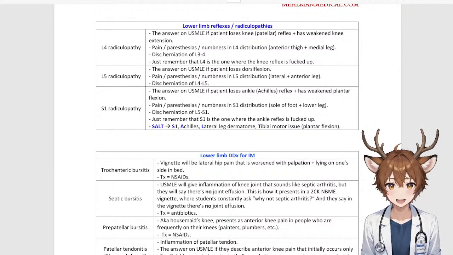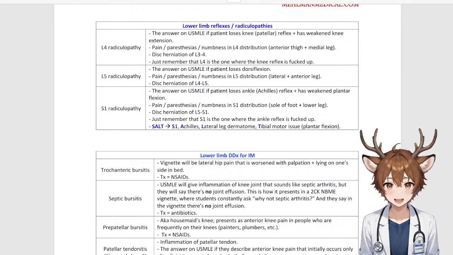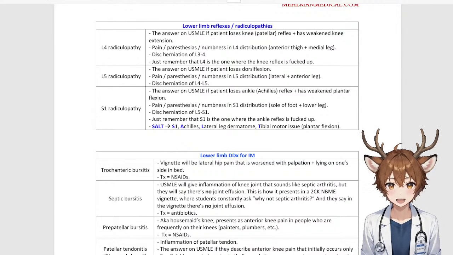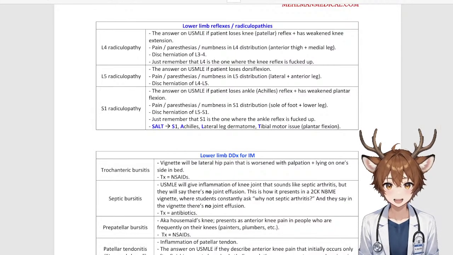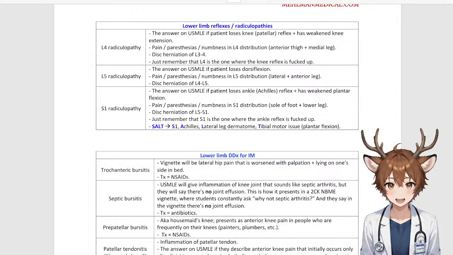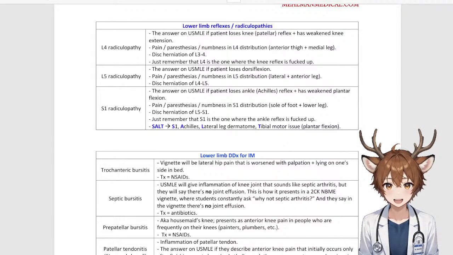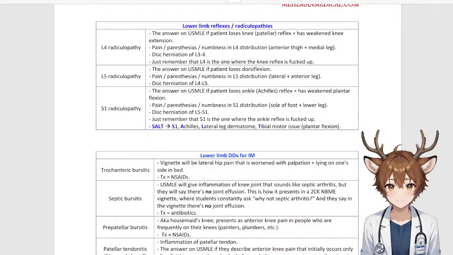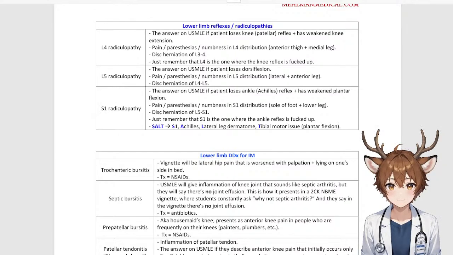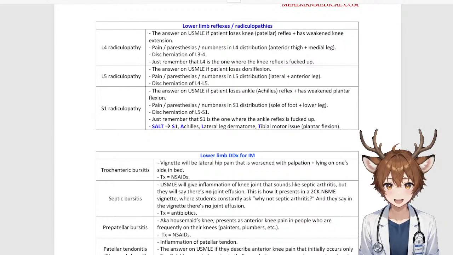Furthermore, again, it's saying here that you test for L4 by extending your knee, you test for L5 by dorsiflexing your foot, and you test S1 by plantar flexing your foot. So imagine you can do this now. Extend your leg at the knee, that's L4. Dorsiflex your foot, bring your foot up, that's L5. Plantar flex your foot down, that's S1.